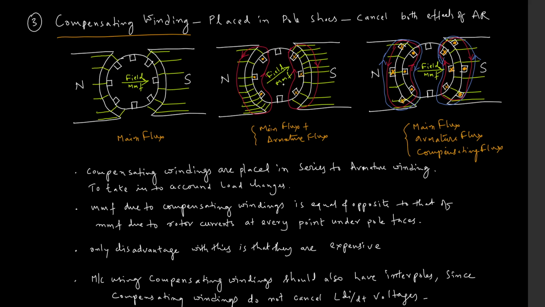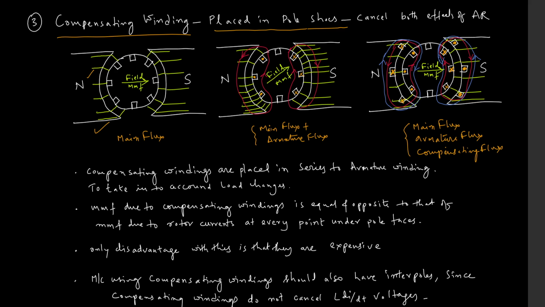Now here these compensating windings are placed in the pole shoes. Here I have shown this figure. First figure is the normal DC machine. So in the first figure I have shown the normal DC machine with the main poles and the armature and its slots accommodating the armature coils.